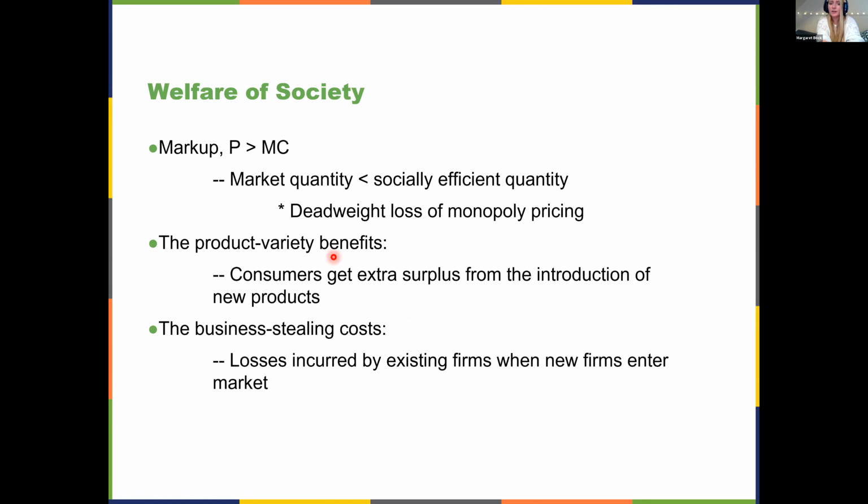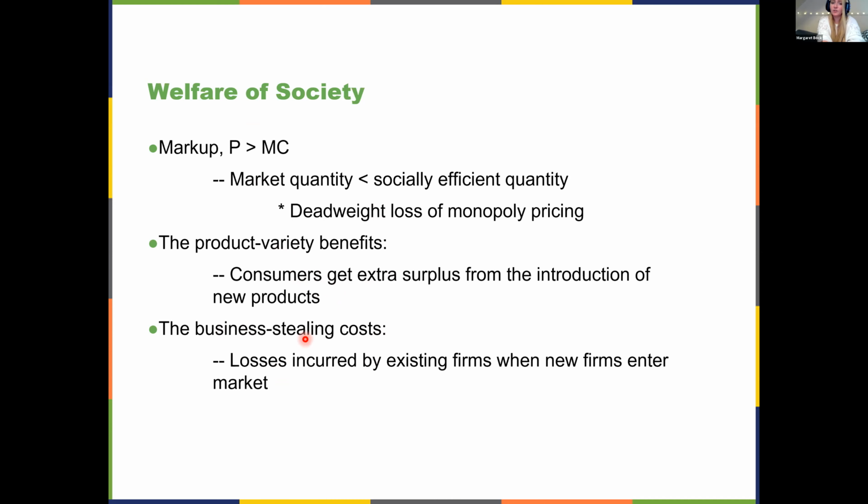So the product variety benefits really benefit the consumers of this particular market. If there are a lot of businesses producing shoes in a particular market, consumers might get some extra surplus from the introduction of new brands of shoes. Certain consumers may really like the fact that there is variety and options for them to choose different types of shoes compared to if there were only one, two, or three really big firms producing shoes. So this could positively impact society in a certain way where consumers get these extra benefits from variety.